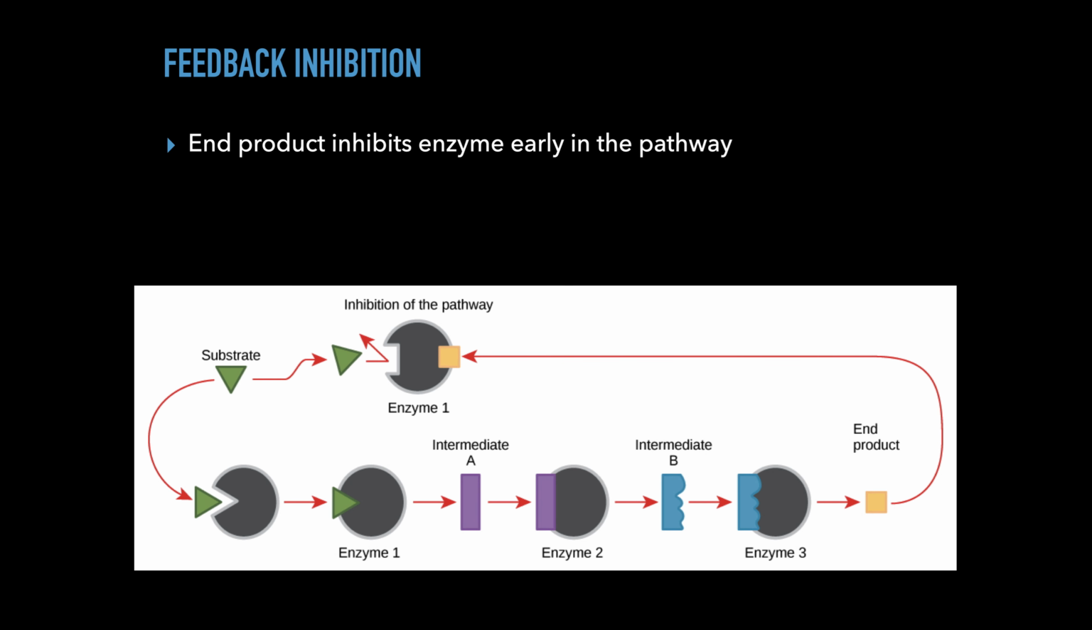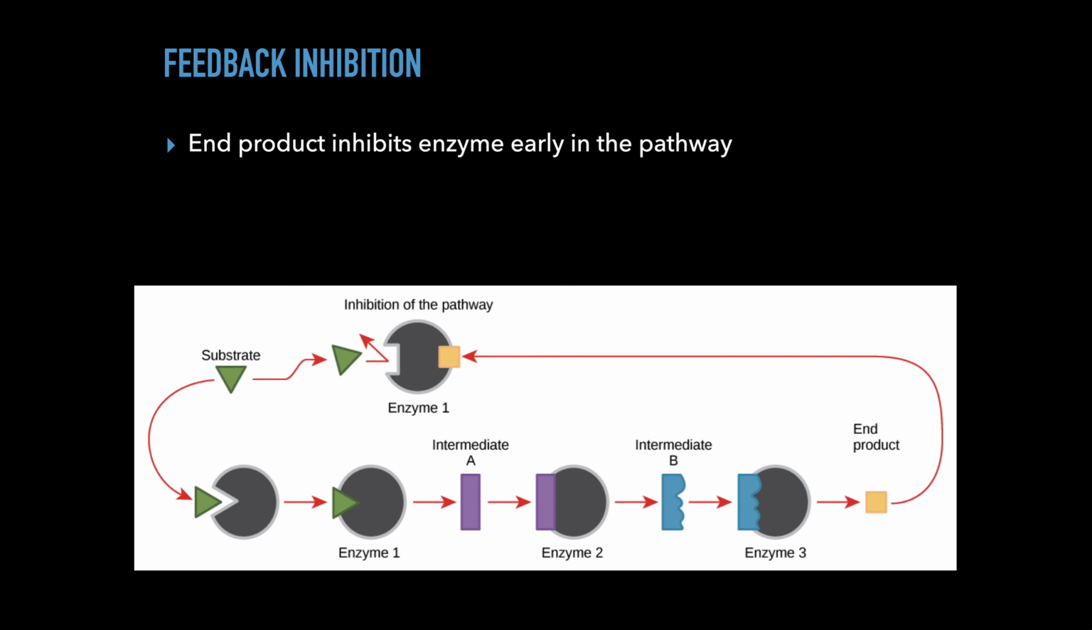In this example, we have a substrate that's undergoing 3 reactions in order to make an end product. So this is a metabolic pathway with 3 steps, a pretty short metabolic pathway. Each step is catalyzed by a different enzyme. Enzyme 1 converts the substrate to intermediate A, enzyme 2 converts intermediate A to intermediate B, and enzyme 3 converts intermediate B to the end product.